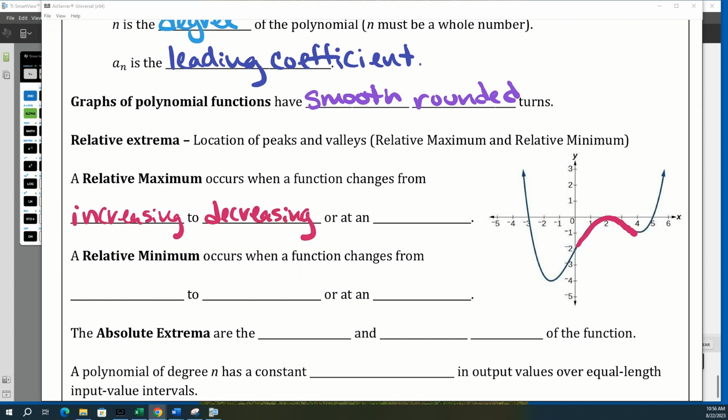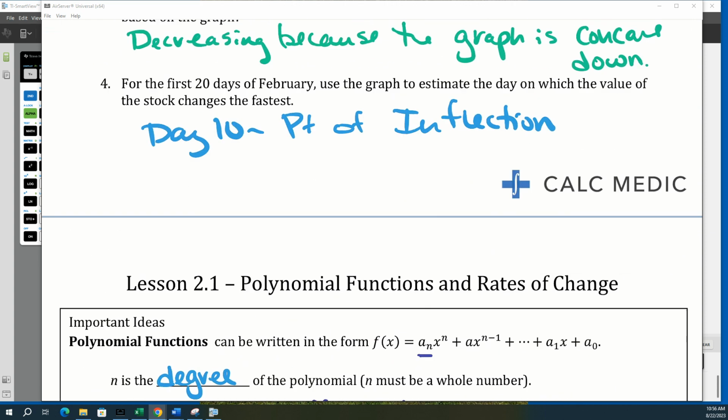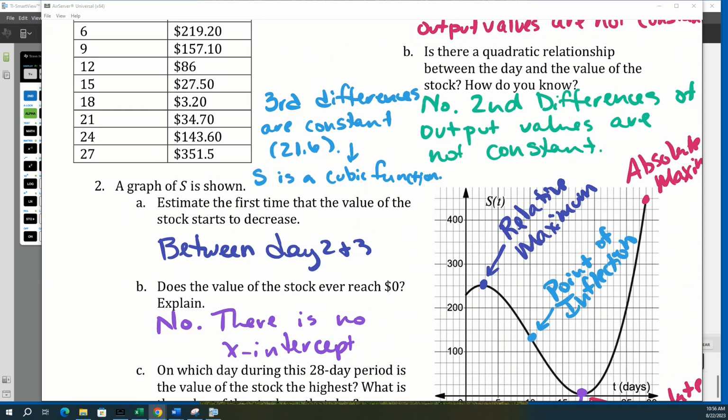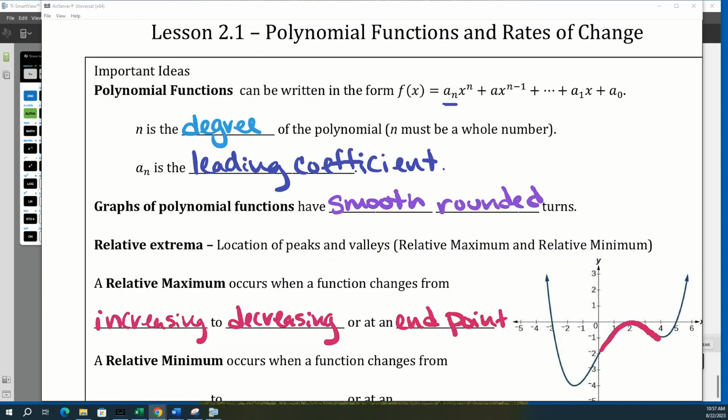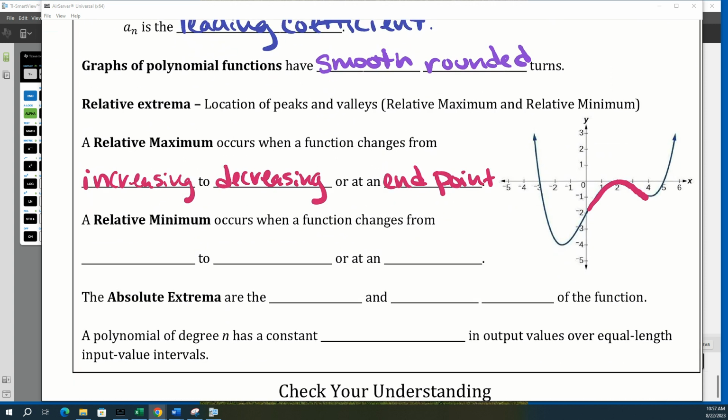Now, the relative maximum also can occur at an endpoint. Most polynomial functions don't have endpoints, but it could be a situation like the one with the stock market where you're only looking from day 0 to day 28. So you're only looking at part of the function. All right, and then the relative minimum is going to occur when the function changes from decreasing to increasing. Or if it's a contextual situation where you're only looking at part of the graph, it could also occur at an endpoint.